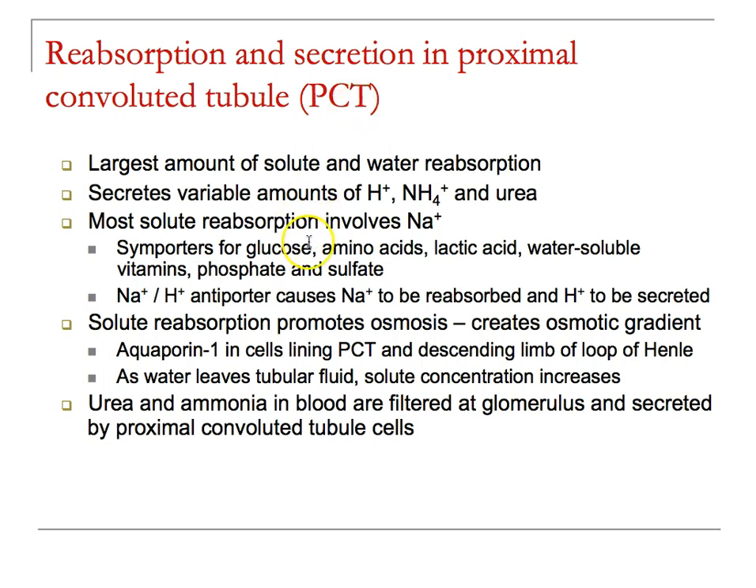And I'm not going to read through this entire slide. There's a lot of information on here. There are a couple things you want to pay attention to. Most solute reabsorption involves sodium, which means there's going to be some symporter for glucose, amino acids, lactic acid, phosphate, sulfate, depending on what we need. Okay? So we actually take that stuff back up into the bloodstream, but we also use it as an antiporter, so hydrogen protons can be secreted out. We also want to make sure that most of the water inside the proximal convoluted tubule is going to be collected here.